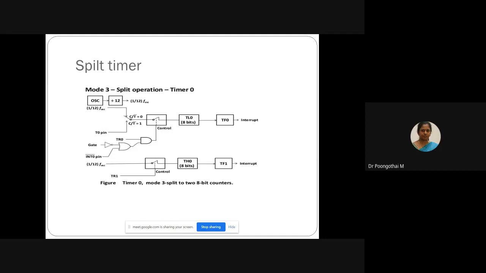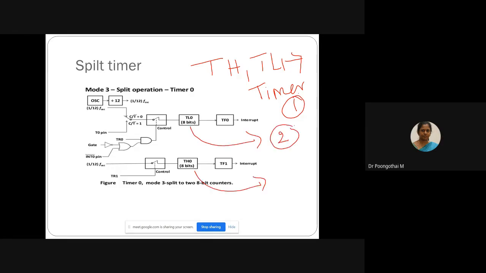In this case the split timer has the same logic diagram. The only difference is that TH1 and TL1 can be separate timers. This is timer 1, TL0 is another one, and TH0 is another one. So we have 3 timer modes. For TL0, TF0 is assigned. For TH0, TF1 is assigned. When the overflow happens, TF1 will hold the TH0 overflow. Similarly, TF0 will hold the TL0 overflow.